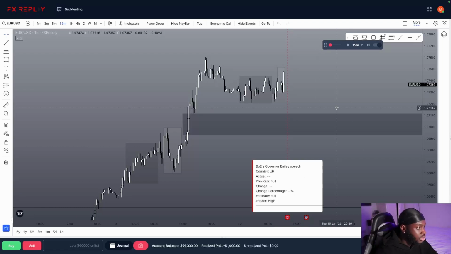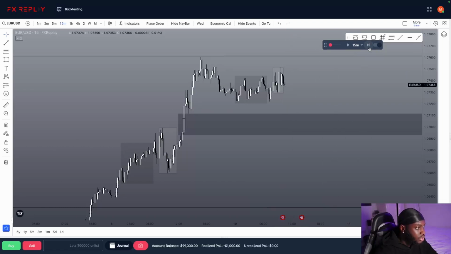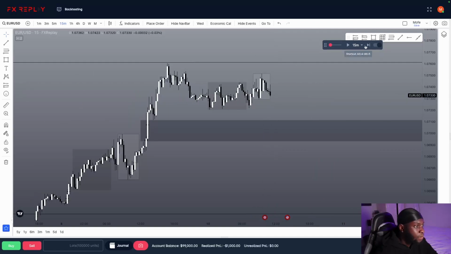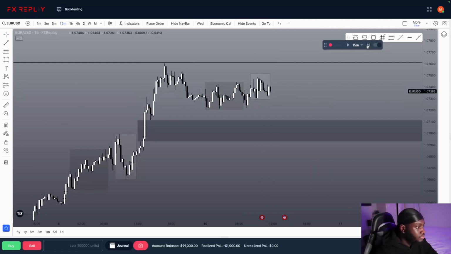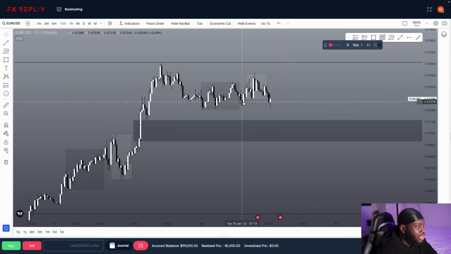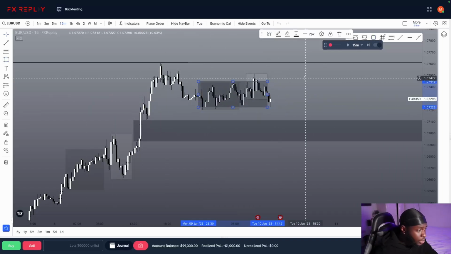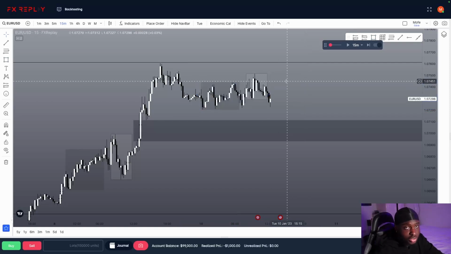News is drawing closer, so I'm just going to play past news. 1, 2. Okay, not a lot happened during news. You see, this price action is flimsy. Don't trade this, please, guys. Don't trade this. This is not high probability trading conditions. You don't want to trade this.